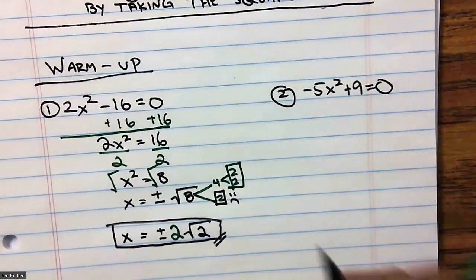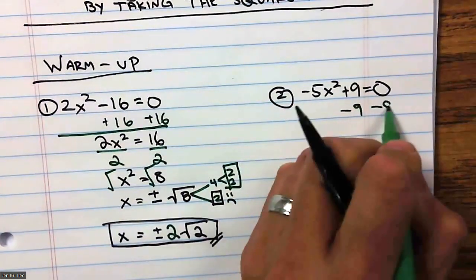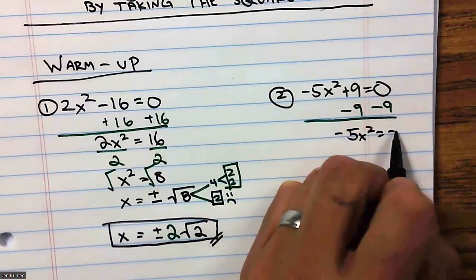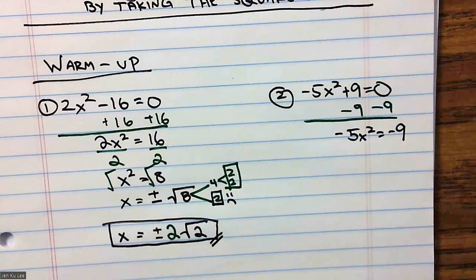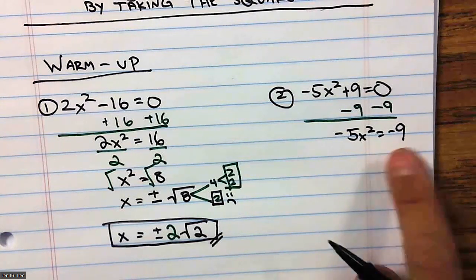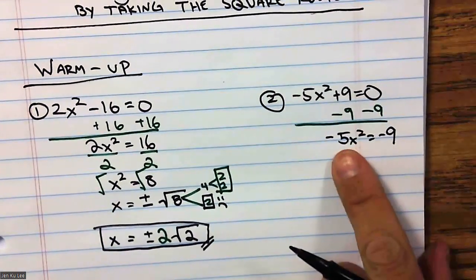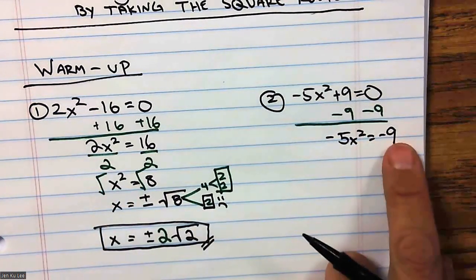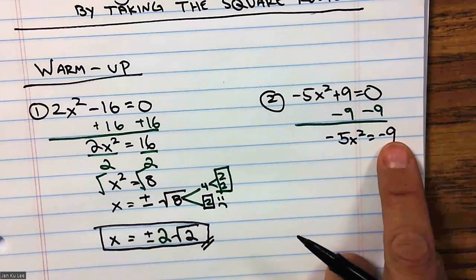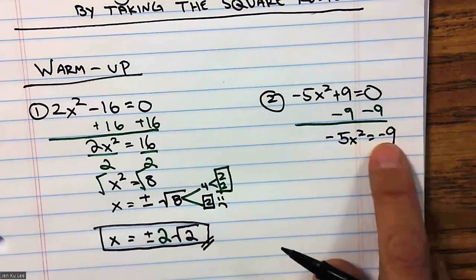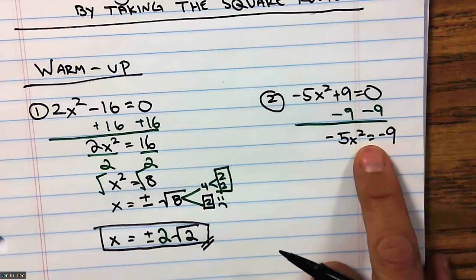Here, number 2, subtract 9 on both sides. Negative 5x squared equals negative 9. Class, here, my spider senses kind of go off because I know I'm going to have to square root it, correct? Because it's x squared, but it's a negative number, okay? So hold that thought. It's a little troubling, right?